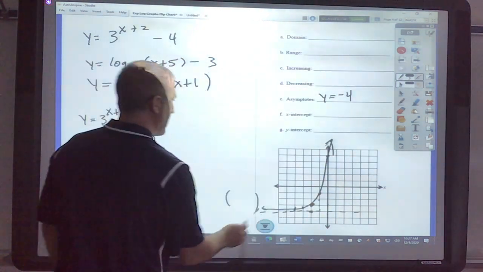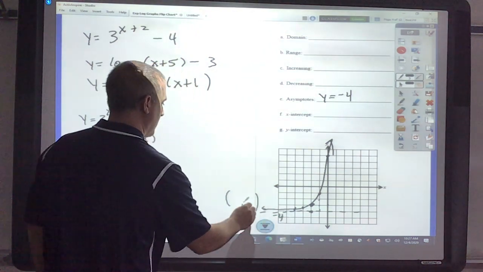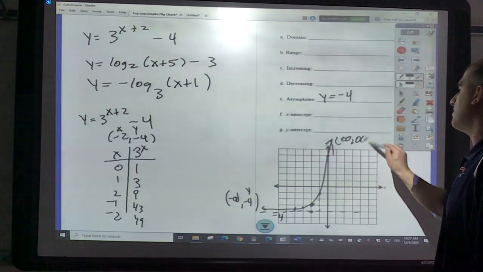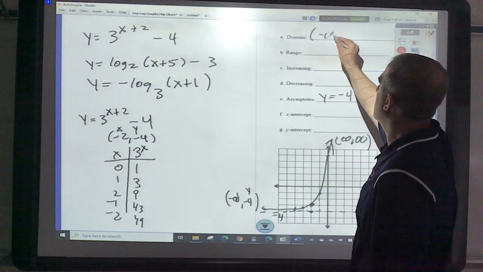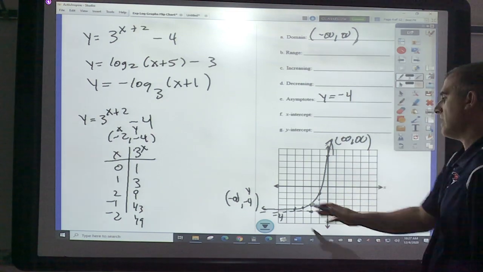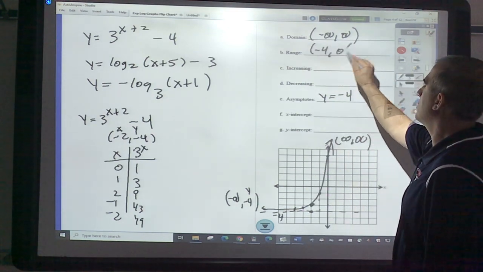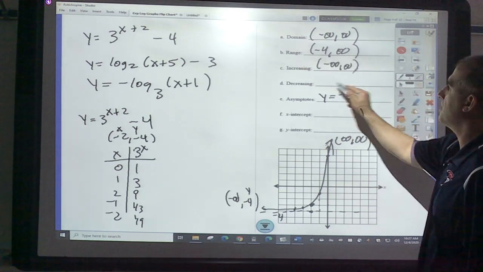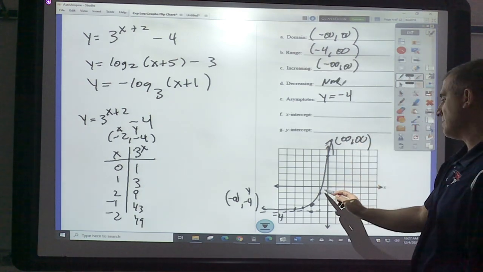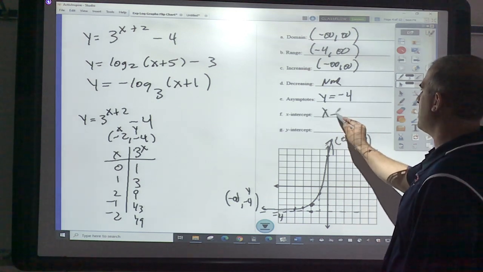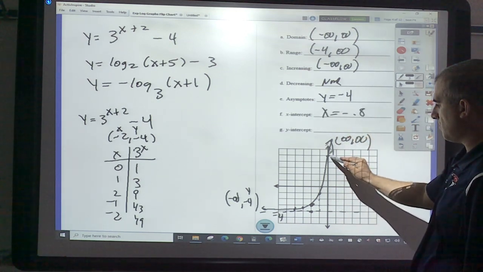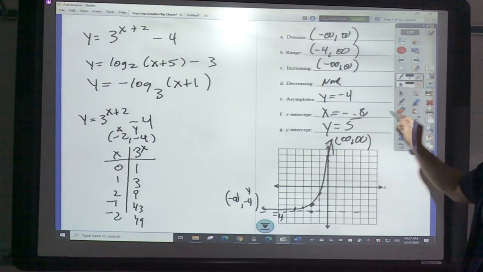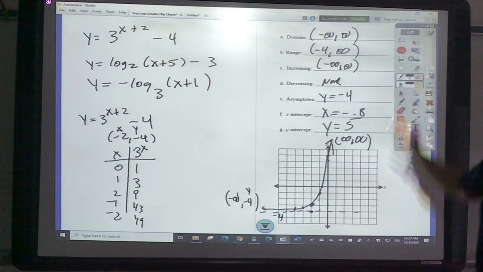All right, label my arrows. This one approaches -4, so my y coordinate is -4. That's -infinity. This is positive and a positive. So my domain, negative to positive infinity. My range, that'd be -4 to infinity. It is increasing the whole way. It is not decreasing at all. My x-intercept, let's say -0.8. Close enough on that. My y-intercept clearly touches at 1, 2, 3, 4, 5. Y equals 5. All right, let's do the next one.